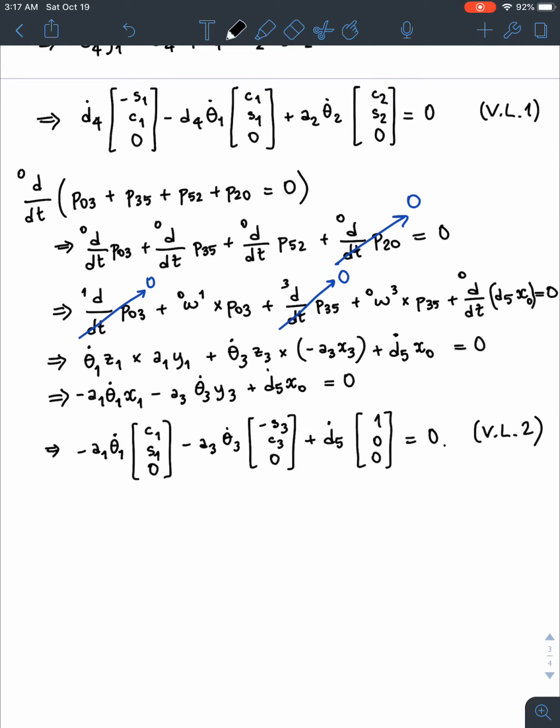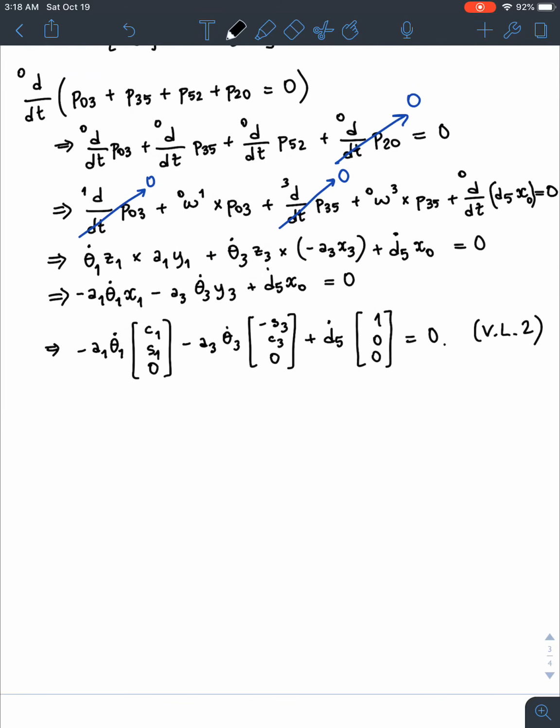Thankfully, indeed, we have done that in the first video. So we know theta 1, theta 2, theta 3, d4, and d5. Moreover, what is also given to us is theta 1 dot, which is the link that we are driving. So we have a motor attached to that link, and we know what the rate of change of that link is. So those are our knowns.